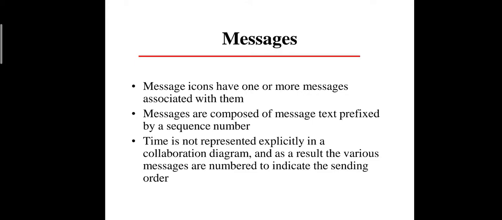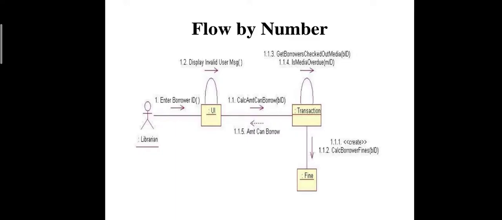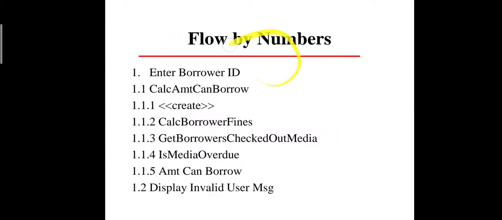The messages are composed of message text prefixed by a sequence number. Here we are giving a sequence number to each message to identify the flow of communication between the objects, which message goes first, which is next. Time is not represented explicitly in a collaboration diagram, and as a result the various messages are numbered to indicate the sending order. As shown here, we are giving the sequence number to each and every message to represent how the messages are flowing.